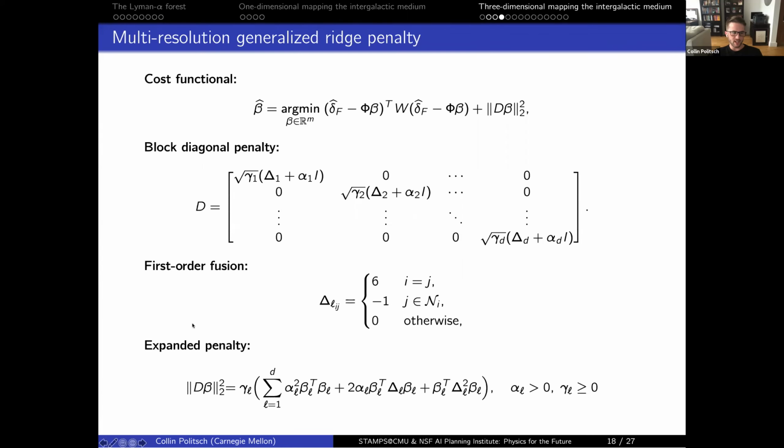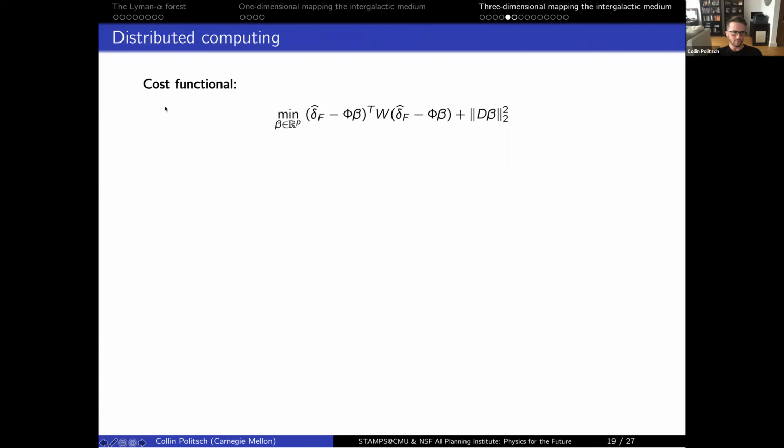Right, this is the expanded penalty, and it looks a little bit scary. I'm happy to talk through it in questions, but for sake of time, I'm going to skip ahead here. Okay, now distributed computing. Returning again to this cost functional, this is a generalized ridge problem, so it's strictly convex and differentiable everywhere. Therefore, it has a closed form solution given by this right here.